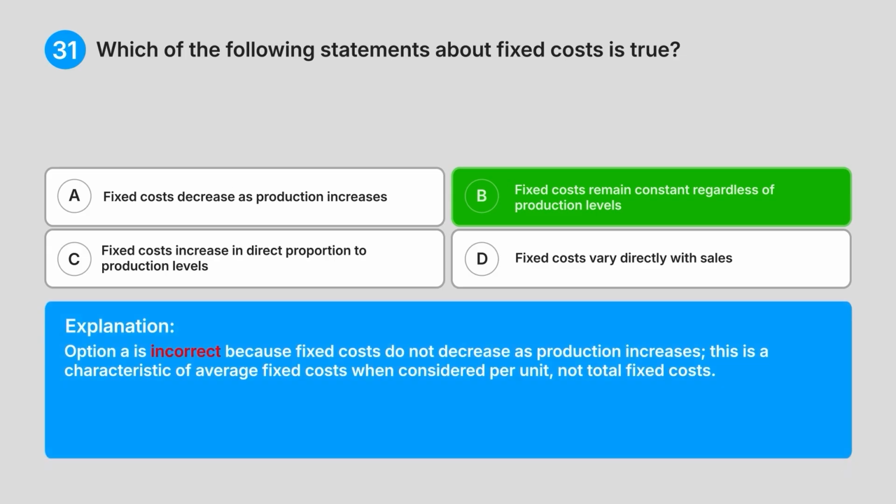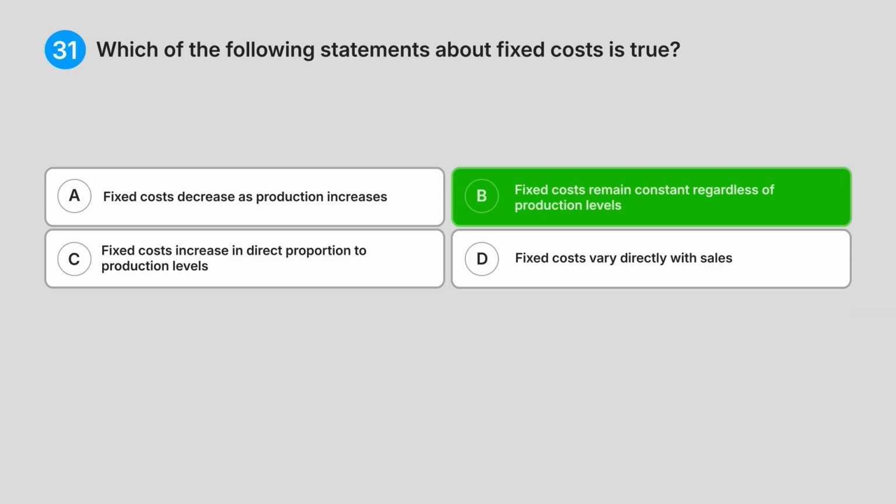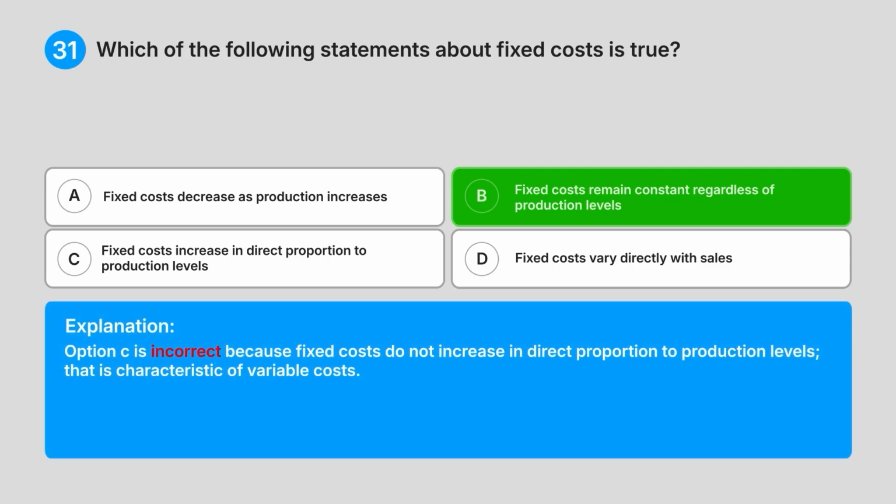Option A is incorrect because fixed costs do not decrease as production increases. This is a characteristic of average fixed costs when considered per unit, not total fixed costs. Option C is incorrect because fixed costs do not increase in direct proportion to production levels. That is characteristic of variable costs.